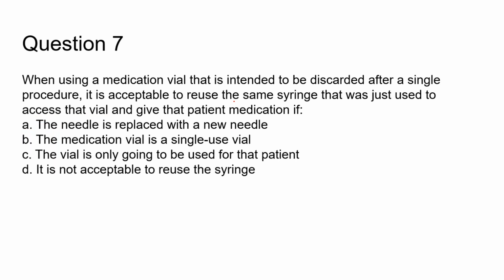Question 7. When using a medication vial that is intended to be discarded after a single procedure, it is acceptable to reuse the same syringe that was just used to access that vial and give that patient medication if A, the needle is replaced with a new needle, B, the medication vial is a single-use vial, C, the vial is only going to be used for that patient, or D, it is not acceptable to reuse the syringe.